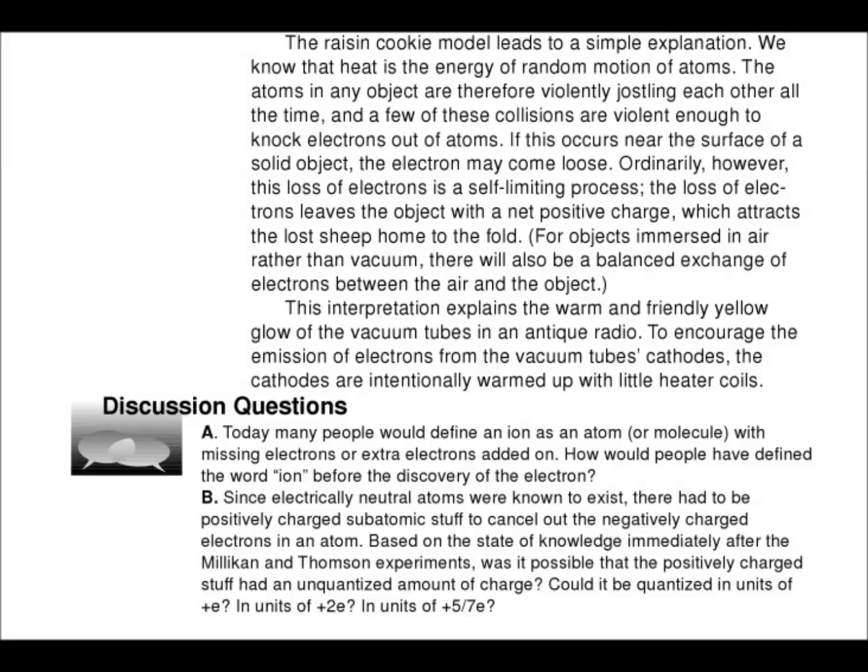The loss of electrons leaves the object with a net positive charge, which attracts the lost sheep home to the fold. For objects immersed in air rather than vacuum, there will also be a balanced exchange of electrons between the air and the object. This interpretation explains the warm and friendly yellow glow of the vacuum tubes in an antique radio. To encourage the emission of electrons from the vacuum tube's cathodes, the cathodes are intentionally warmed up with little heater coils.